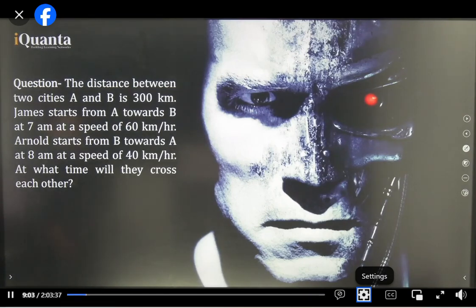Slide is cool, right? Terminator. The distance between two cities A and B is 300 kilometers. James starts from A towards B at 7 a.m. at a speed of 60 km per hour. Arnold starts from B towards A at 8 a.m. at a speed of 40 km per hour. At what time will they cross each other? Aratrika already has the answer, so has Piyush.